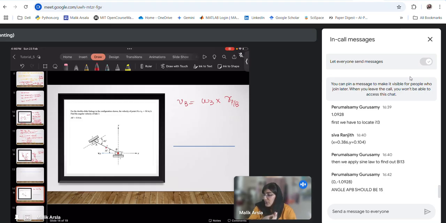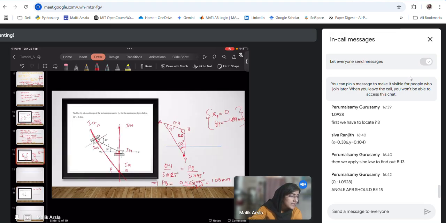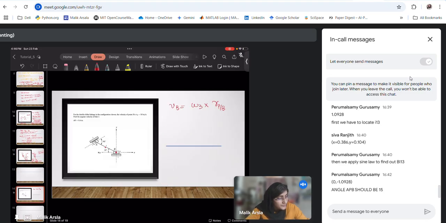So RPB, how would you find out RPB? It is basically what you found here, minus 1.09 J cap. So RPB is equal to minus 1.09 J cap, omega 3 is equal to omega 3 K cap, and VB is equal to 50, minus 50 I cap basically. So put these values and find the value of omega quickly.